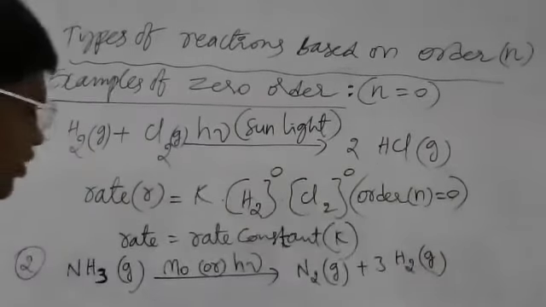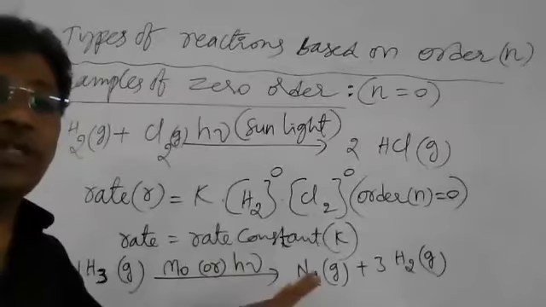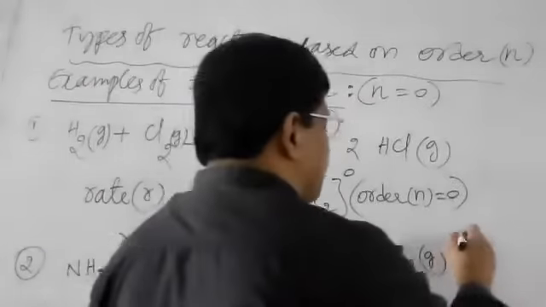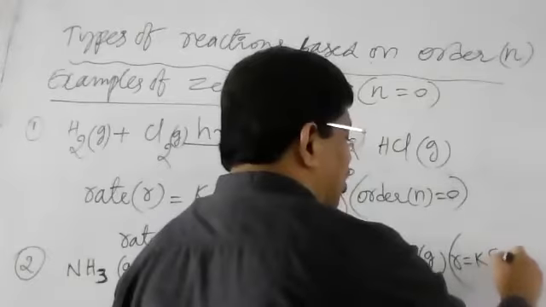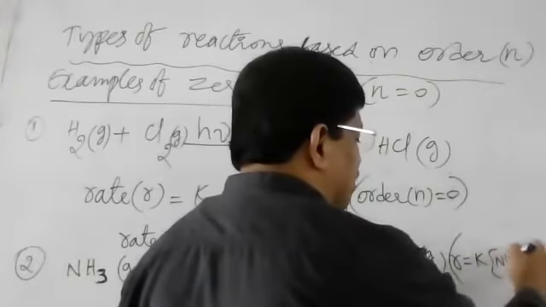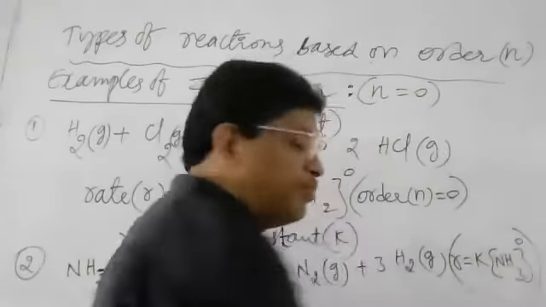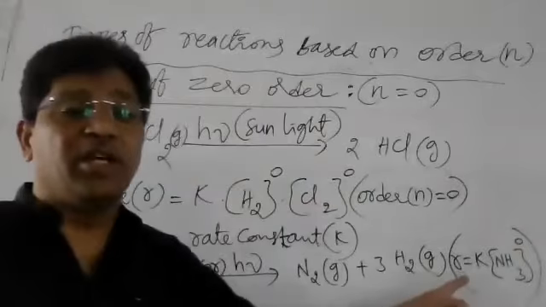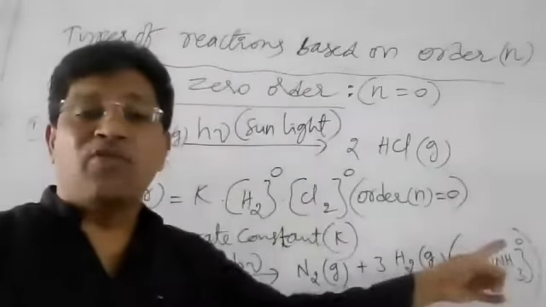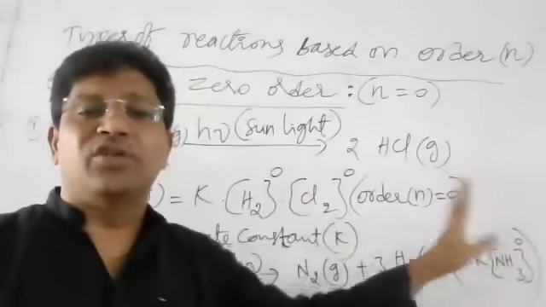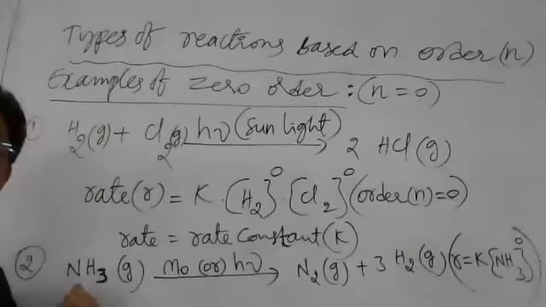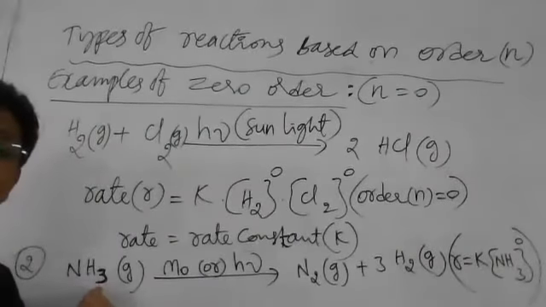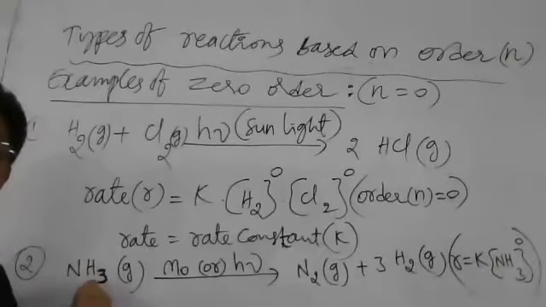Now this reaction also is what now? Zero order reaction. How to mention the rate law expression here? Rate equals rate constant into concentration of NH3 to the power of 0. The power of concentration of reactant is 0 here. But how many molecules of NH3 can you see here? 2 molecules. What can be the molecularity of this reaction? 2. Molecularity is 2 here.